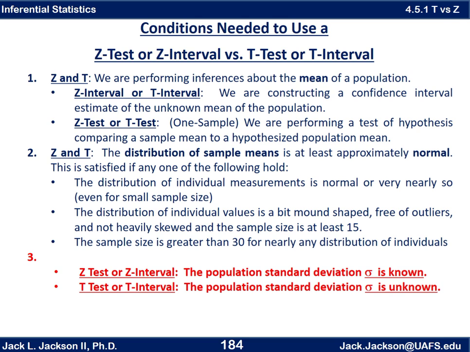But here's the decision. Those two things are exactly the same for z or t. What's different? Use a z-interval or z-test if the standard deviation of the population, sigma, is known. Use the t-test or t-interval if the population standard deviation sigma is unknown.